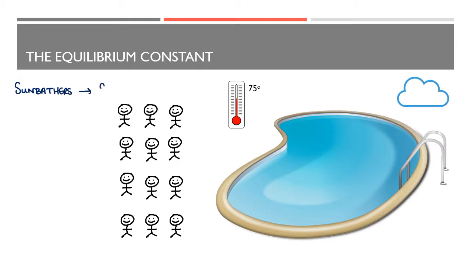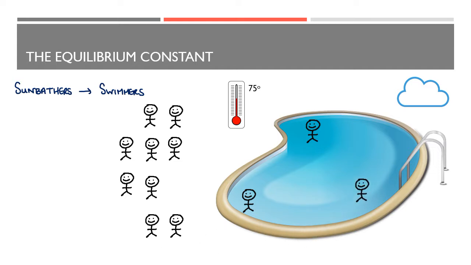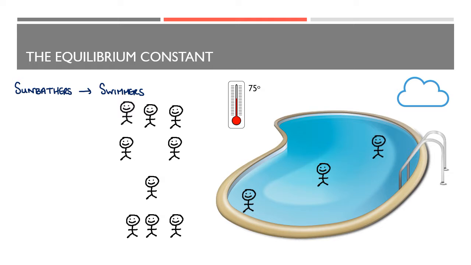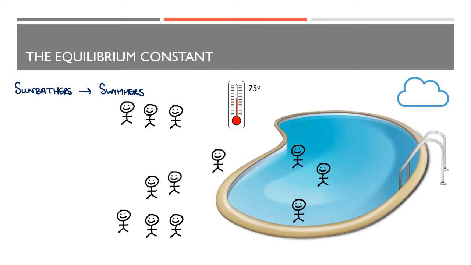So we have sunbathers and swimmers. Now, initially, when we start the reaction, there will be all sunbathers. And when a few people warm up and they decide, oh, I want to go in the pool to cool off, some people start going in the pool. But now you'll notice that we have fewer people in the pool. Even though we have one person getting out for every one person going in, we've established equilibrium. This equilibrium looks a little bit different.